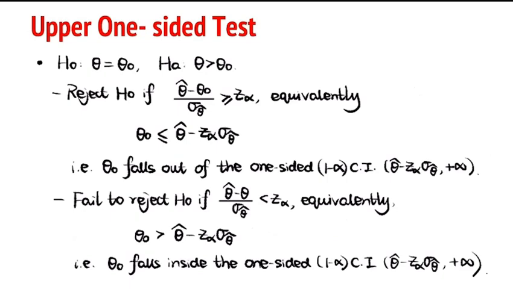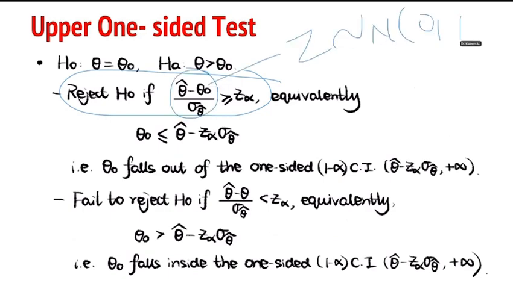Of course, what determines the name of the test is what you have as the alternative hypothesis. The alternative hypothesis here is actually theta greater than theta naught. Based on what we've done before, the condition to reject the null hypothesis is when Z, which, don't forget, follows the standard normal distribution, N(0,1), is greater than or equal to z alpha for an upper one-sided test.